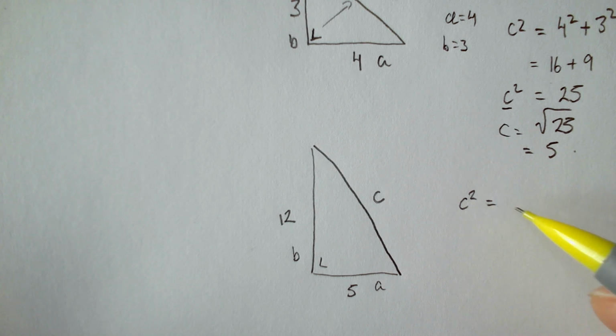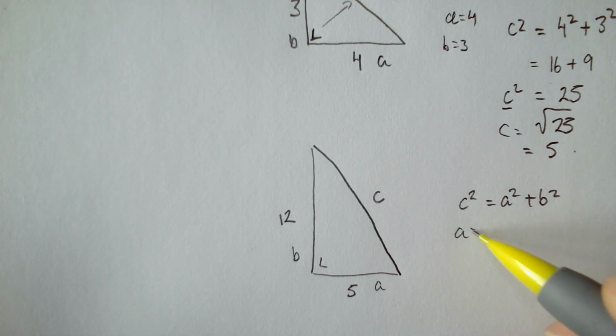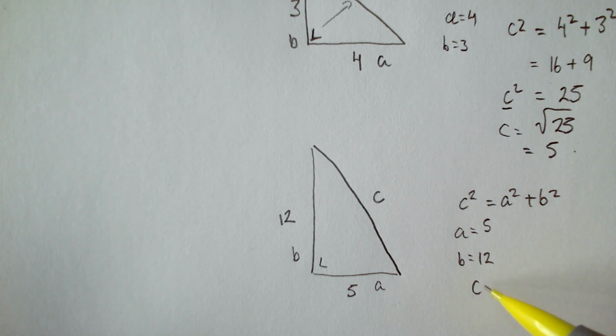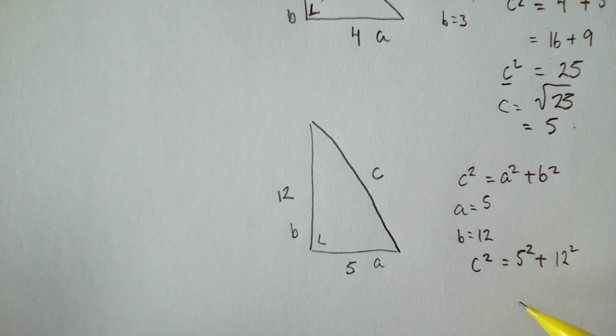So our formula: C squared is equal to A squared plus B squared. Our A in this case is 5, our B in this case is 12. So now we can say that C squared is equal to 5 squared plus 12 squared, and that is the same as 25 plus 144. When we sum them together, we get 169. So that's our C squared.